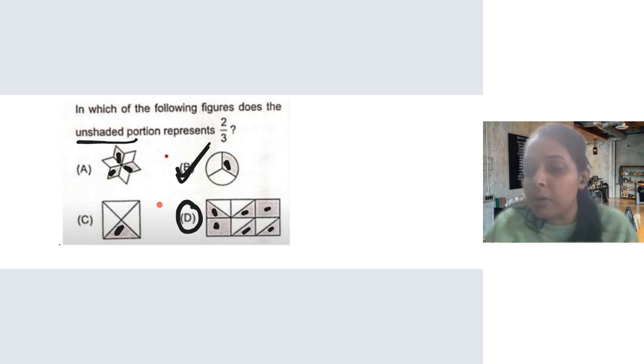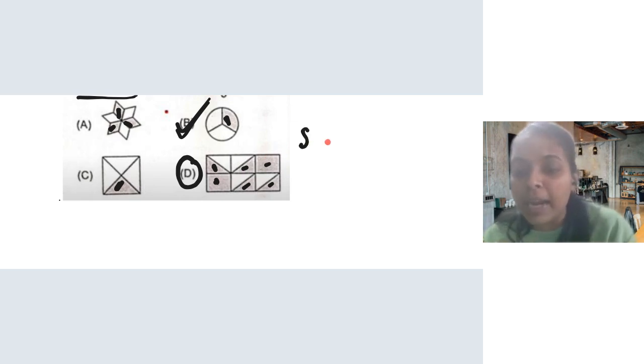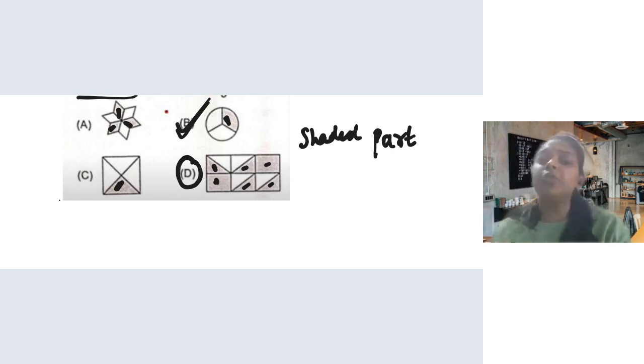Very good. Now let's talk about option number D that you told me. See, when we do option number D, I just want to rectify your confusion. They are asking for the... you told me that the shaded part is 2 upon 3 in this. How is it 2 upon 3? Explain what you did.